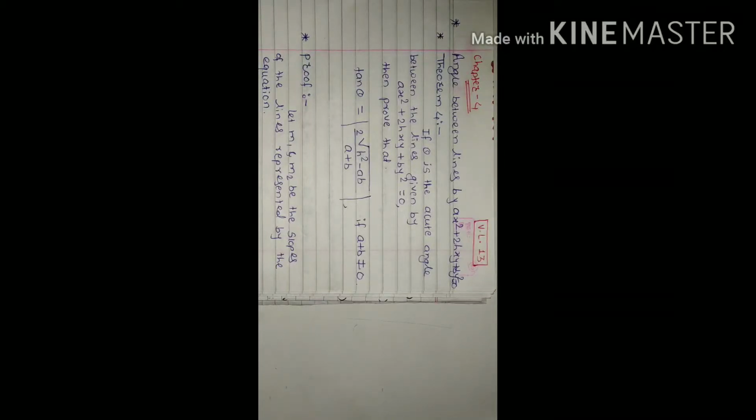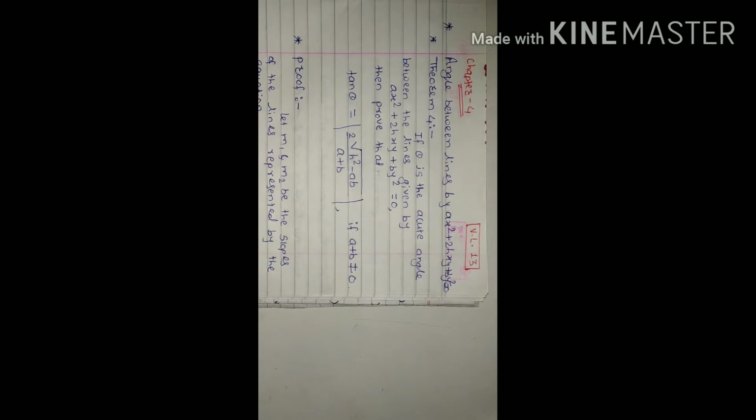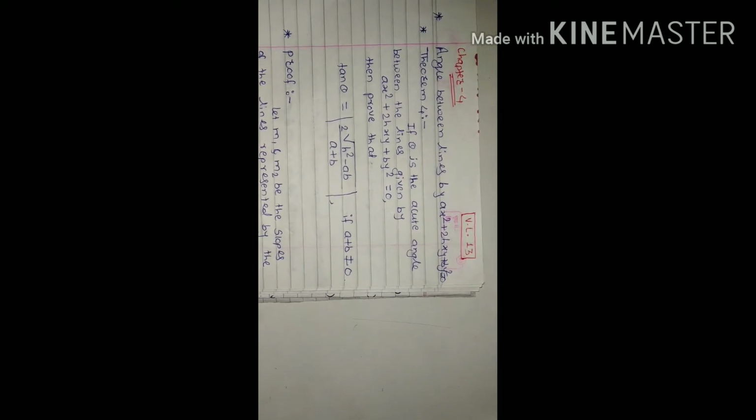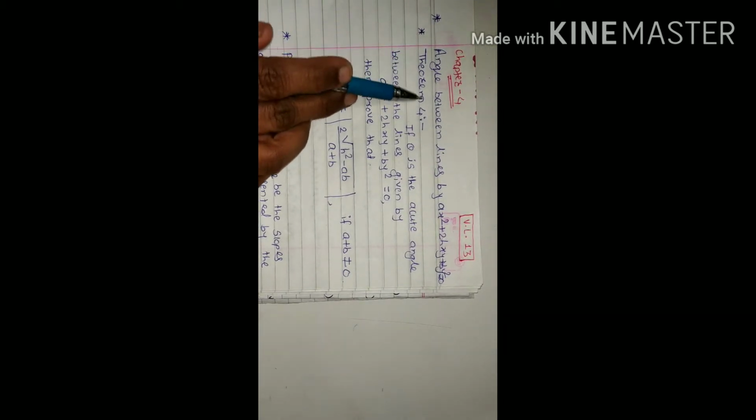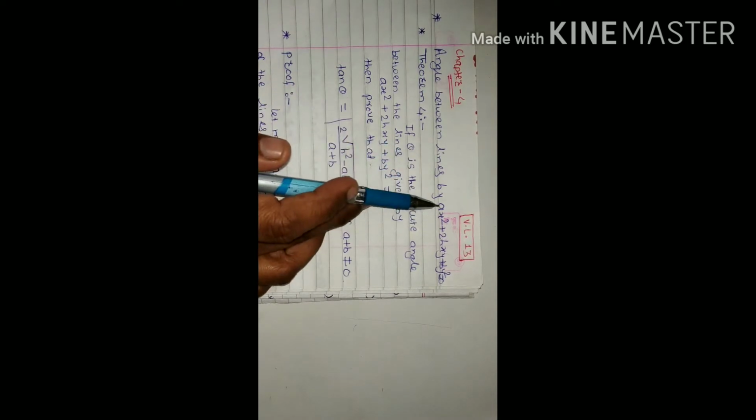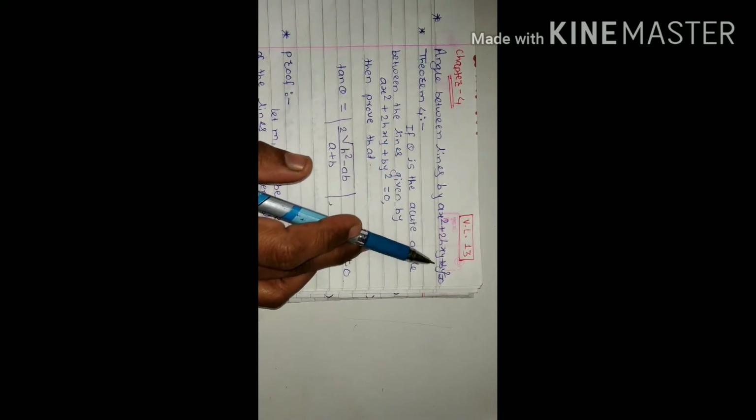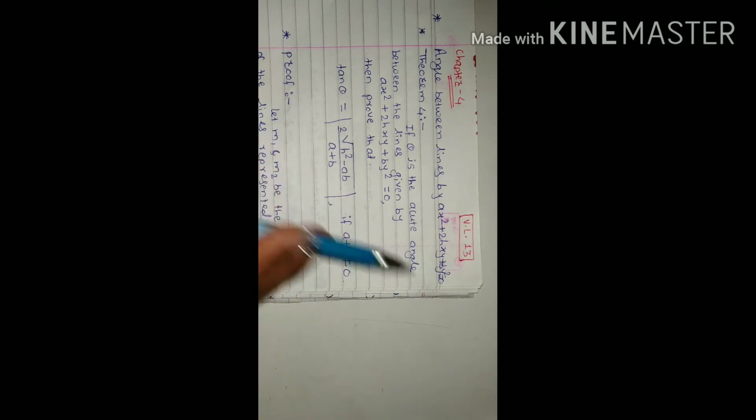Hello students, we have already studied all the examples of exercise 4.1 of pair of straight lines. Now we are continuing with the next points of pair of straight lines, that is the angle between lines given by ax square plus 2hxy plus by square equal to 0.